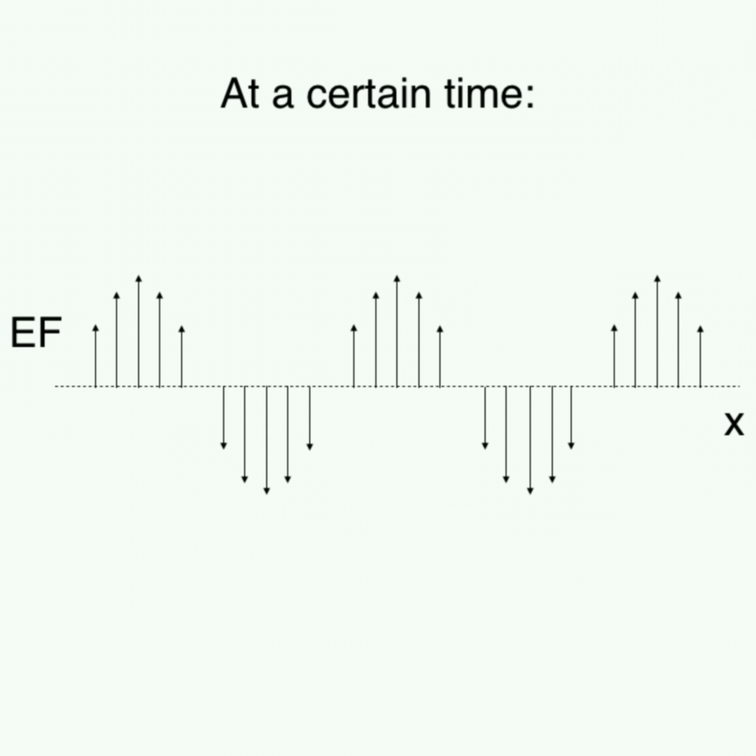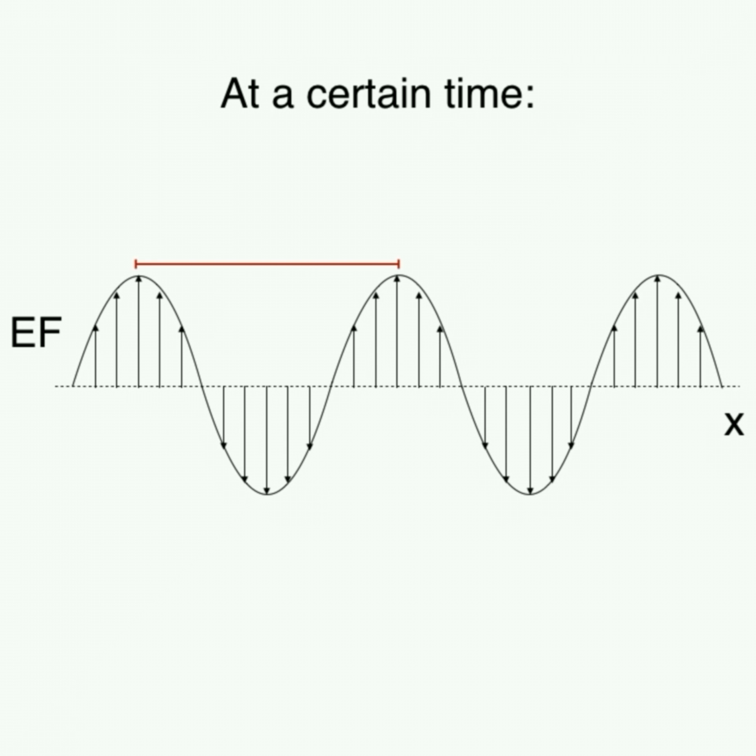These vectors show the magnitude and direction of the force the particles at that location feel. If we drew a line to connect all these vectors, we can see the variation in the field as we move out along our line of particles. The distance between two adjacent points of maximum magnitude of the wave is known as the wavelength and is represented by the symbol lambda.